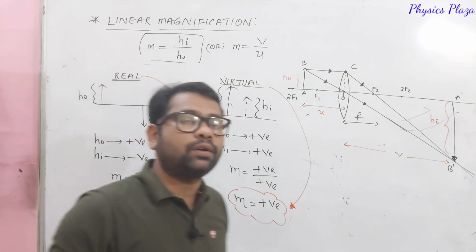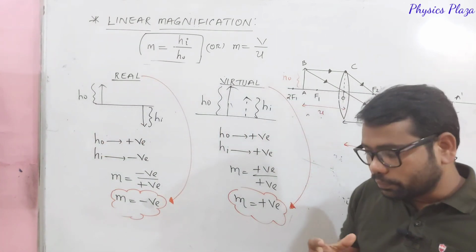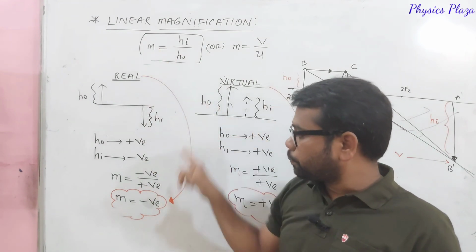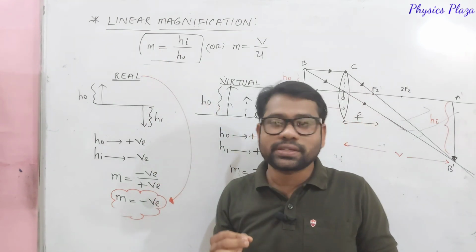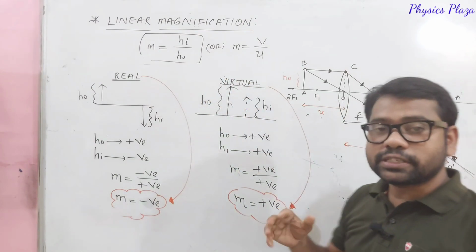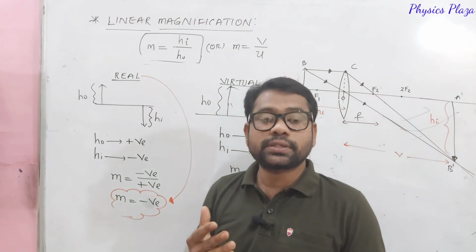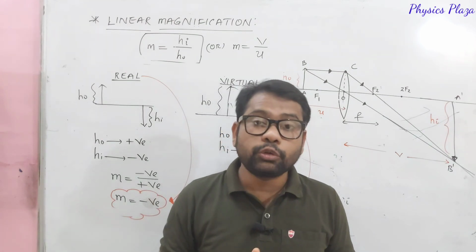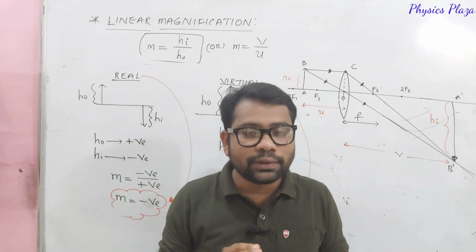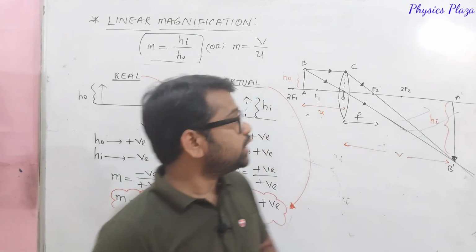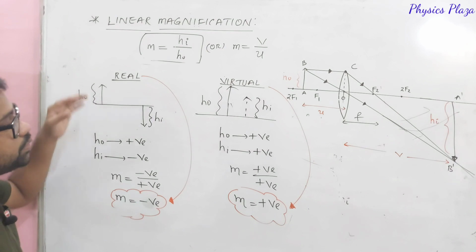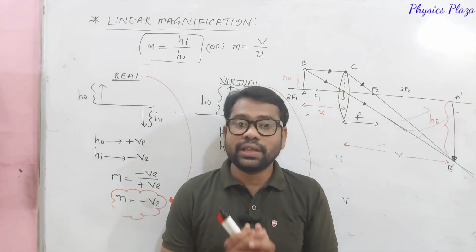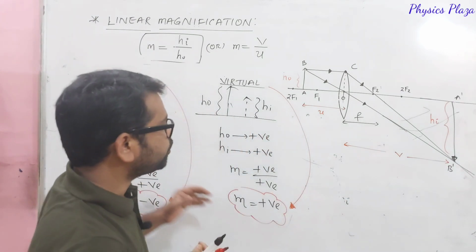So by knowing the sign of the linear magnification, whenever we solve a numerical, if we get M as a negative value, then we say it is a real image. If we get M as a positive value, then we say it is a virtual image. And how can we say about the size? If M is less than 1, it is a diminished image. If M is equal to 1, it is the same size. If M is greater than 1, it is an enlarged image. So children, this is how we use the concept of linear magnification to identify whether it is a real or virtual image, and its size also. Okay, just copy it, children.